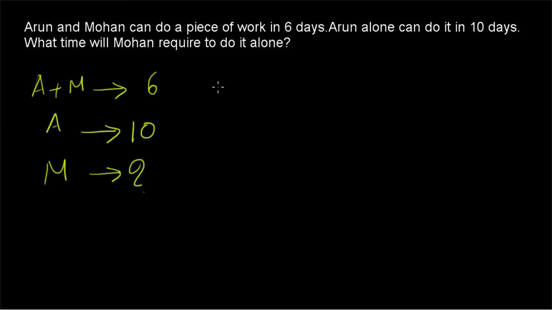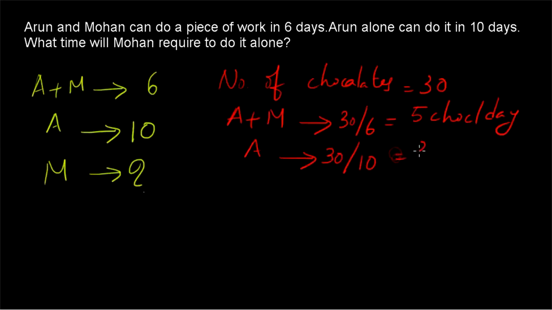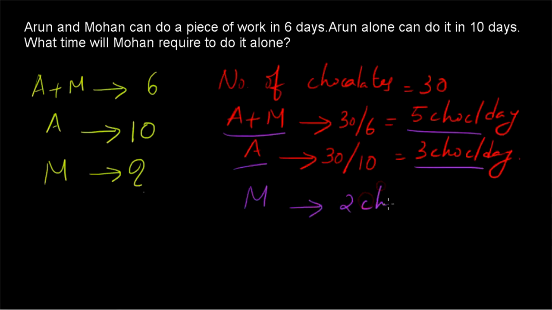So using the chocolate approach, so number of chocolates will be equal to the LCM of 10 and 6. So it will be equal to 30. So Arun and Mohan is taking 6 days to complete the work. Or they are taking 6 days to consume 30 chocolates. So they will be having 30 by 6 is equal to 5 chocolates per day. And Arun is taking 10 days to complete the work, or he is taking 10 days to consume 30 chocolates. So he will be having 30 by 10 is equal to 3 chocolates per day. So Arun is consuming 3 chocolates per day and Arun and Mohan together are consuming 5 chocolates per day. So from there we will be getting Mohan is consuming 2 chocolates per day.